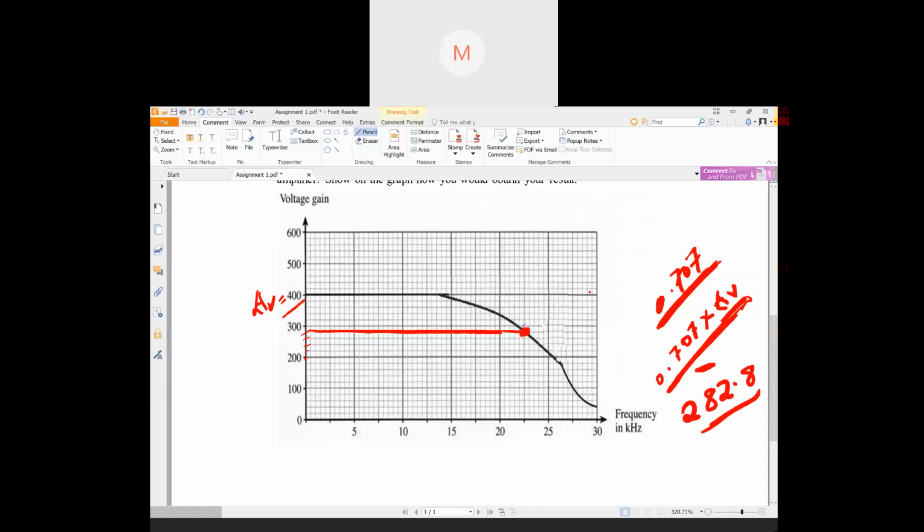And then when you trace it to the frequency, it comes to the middle of 20 and 25. So if you divide 5 by 2, it's definitely going to be 2.5. So when you add that 2.5 to this 20, it means that our cutoff frequency, or FC, is going to be 22.5 kilohertz. Do you understand?